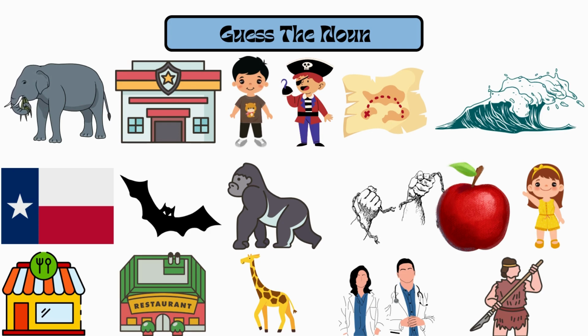What about this? This looks like an animal to me. Why does this look like an animal? Because it looks living. Just look at it, it looks like it's living. So this will be an animal.